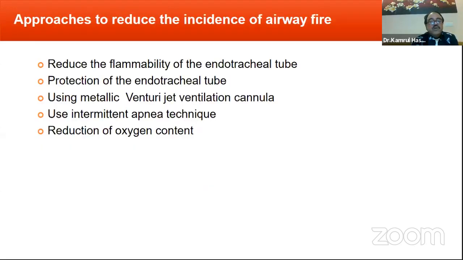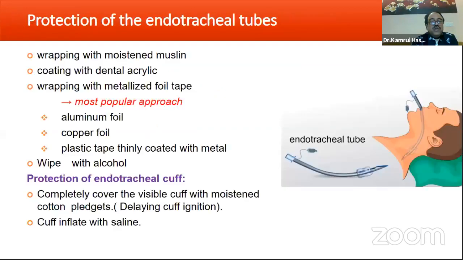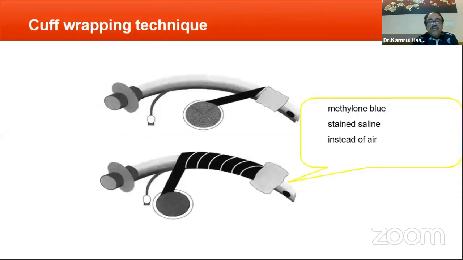So reduce the flammability of the endotracheal tube. Protection of the endotracheal tube: using a metallic Venturi jet ventilation cannula, using the intermittent apnea technique, reduction of oxygen content, wrapping with muslin, coating with dental acrylic, wrapping with aluminum foil or copper foil, which is better with alcohol. Protection of the endotracheal cuff: completely cover the visible cuff with moist cotton pledget, with the cuff inflated with saline. A methylene blue cuff is better.